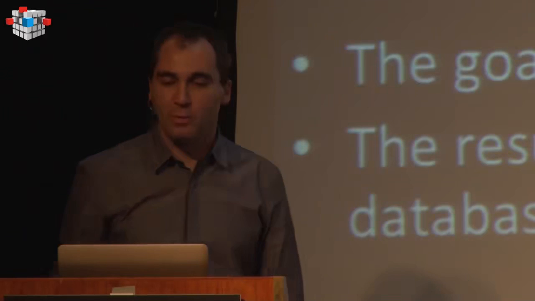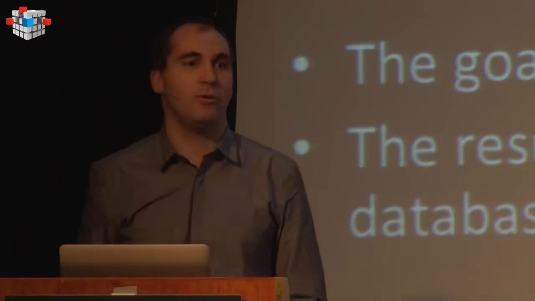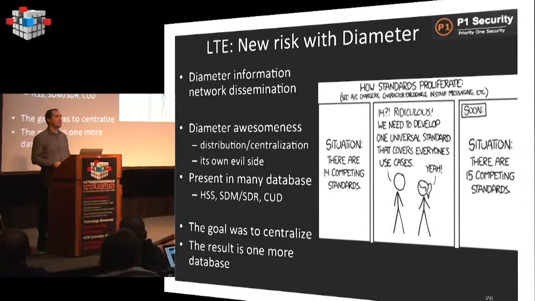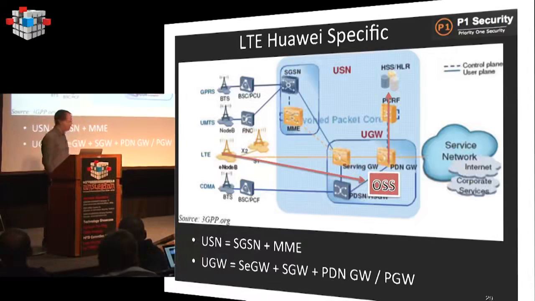So what we can say is that Diameter is the famous XKCD example: oh, we need a new standard, and they create a standard to simplify the 14 other competing standards, and now you have 15 standards. And that's the same thing. We need to keep SS7, we need to keep SIP and stuff like that, and we now have a new standard. So let's get specific and see what that means on a typical LTE equipment.